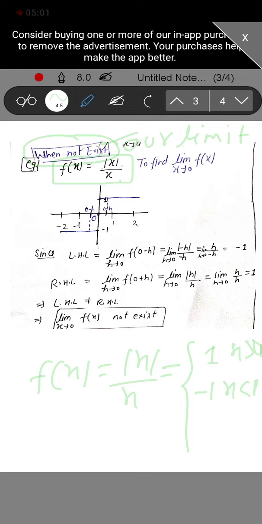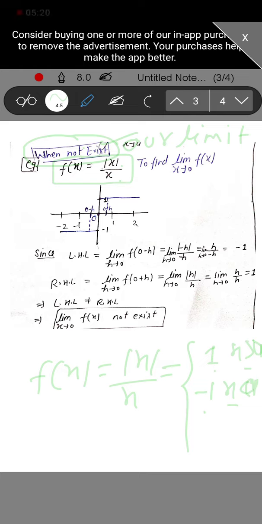Sorry, less than or less than 0. Okay, sorry, my pen is not working again. Okay, when the value of x is less than 1, it is minus 1, and when the value is greater than 1, it is 1. This is the graph of the function, as you can observe.